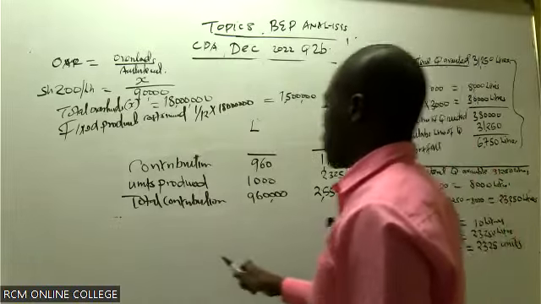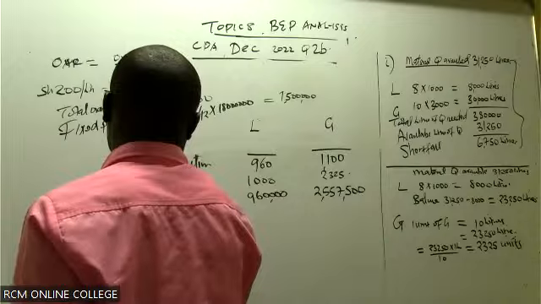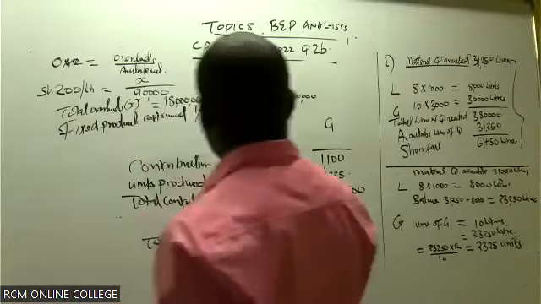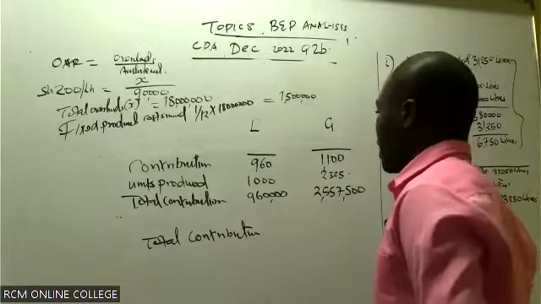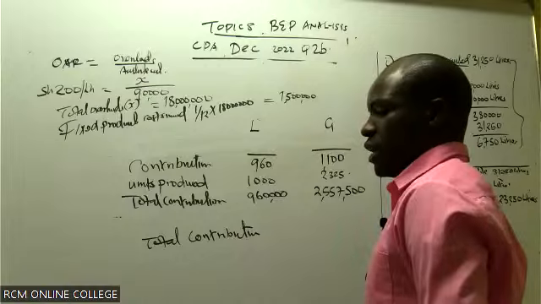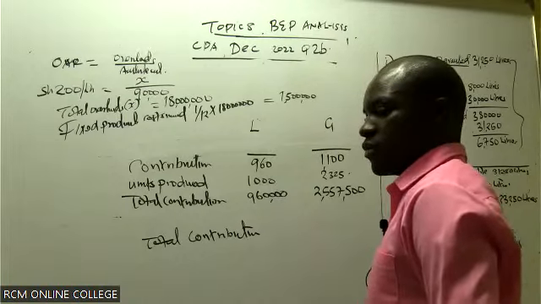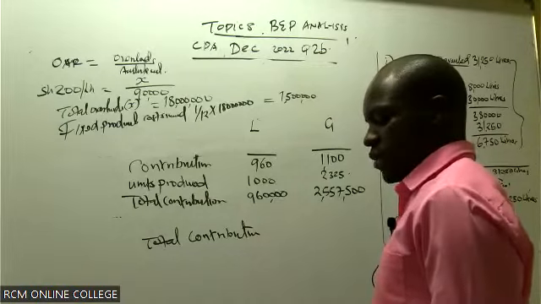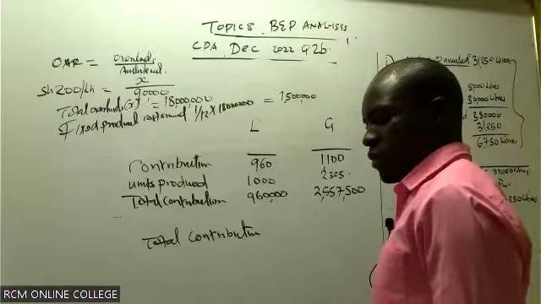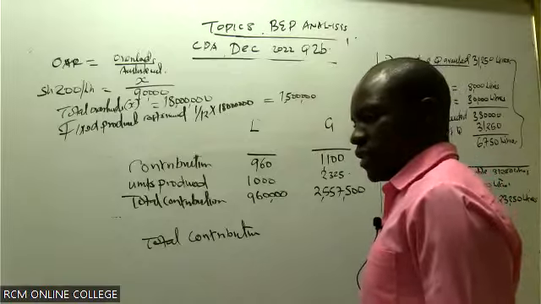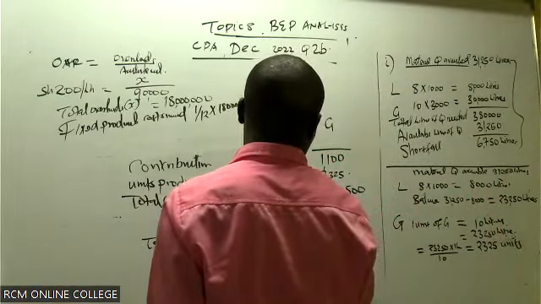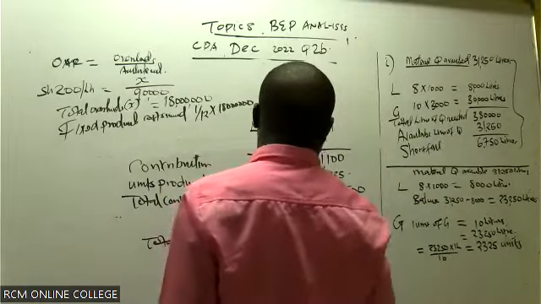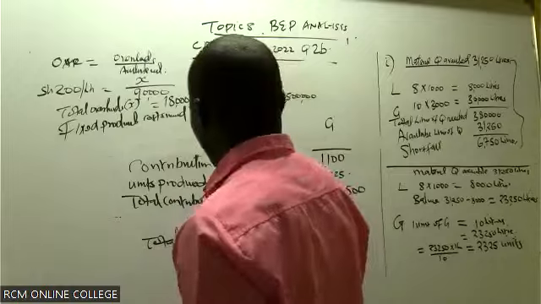Now, give me this one here. Total contribution. How much do you get when you add this plus this? When you add those two, how much do you get? 3,517,500. That is the total contribution.